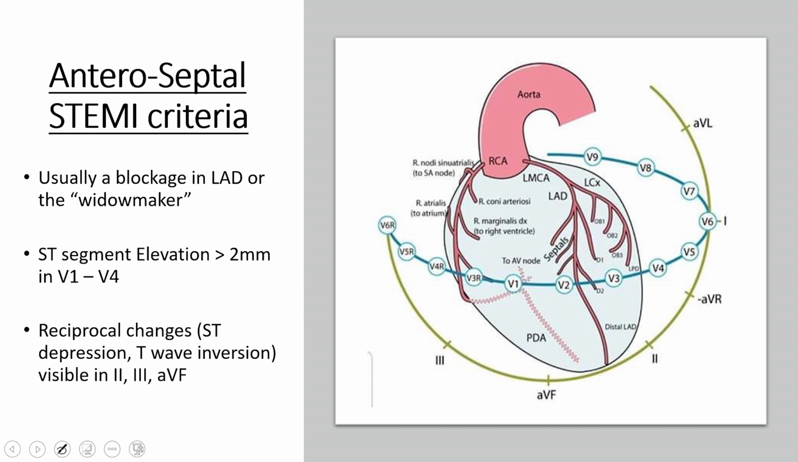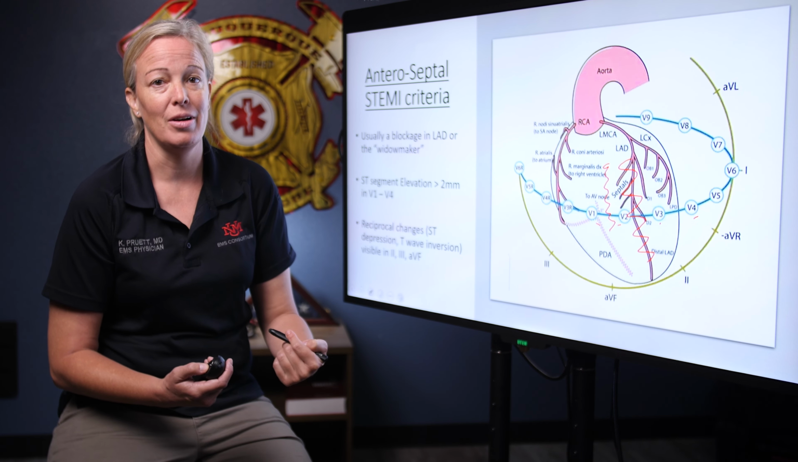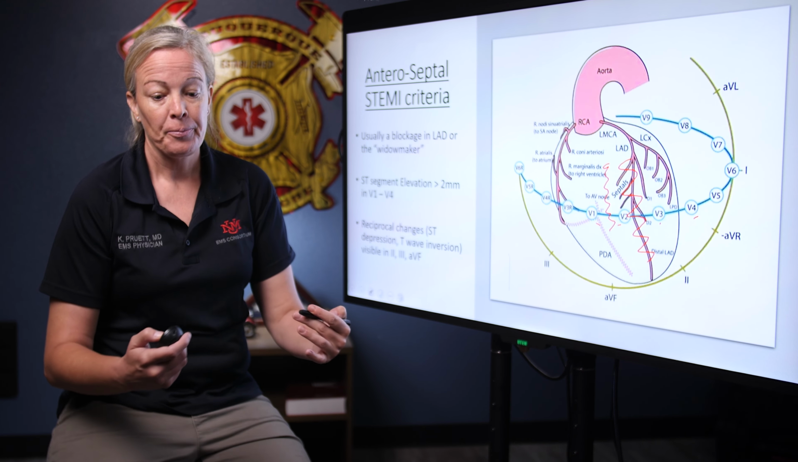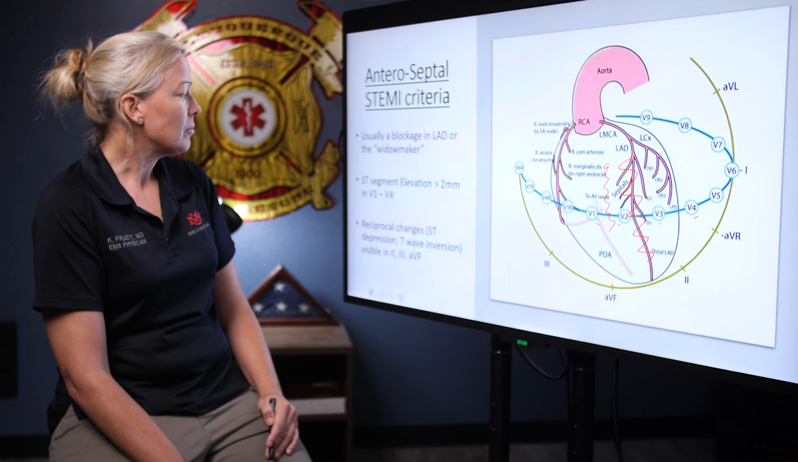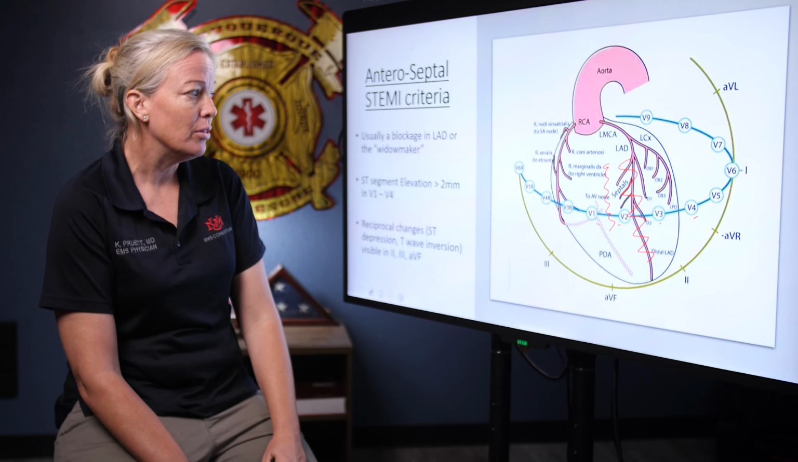Well, what we're looking at with our STEMI here is because we had elevation in V1 through V4, we've got involvement of an infarct in the septum and also this big anterior wall here. And this is likely a blockage in that big left anterior descending artery, which you hear referred to as the widowmaker. You can imagine this is the main artery that helps that left ventricle pump blood to the rest of the body. So if that gets blocked, people can die very quickly. And so that's what we're seeing here with the elevation in V1 through V4.